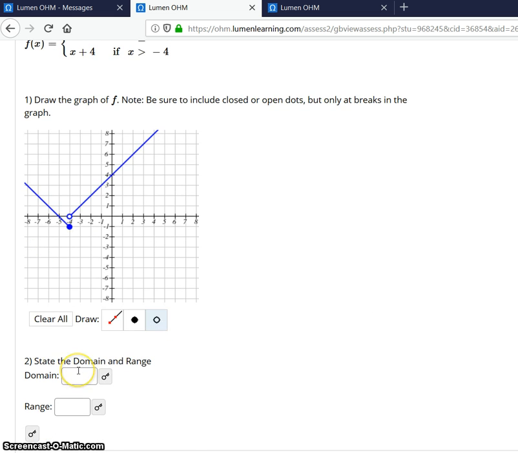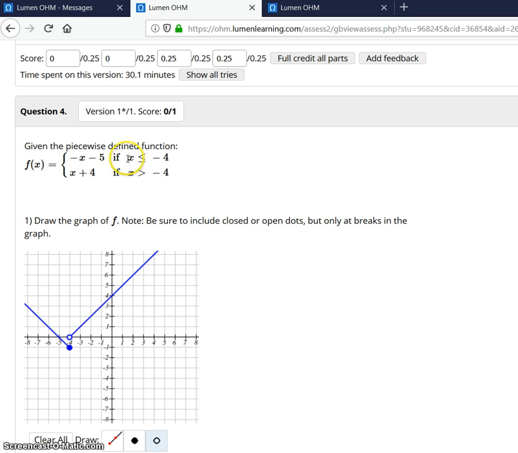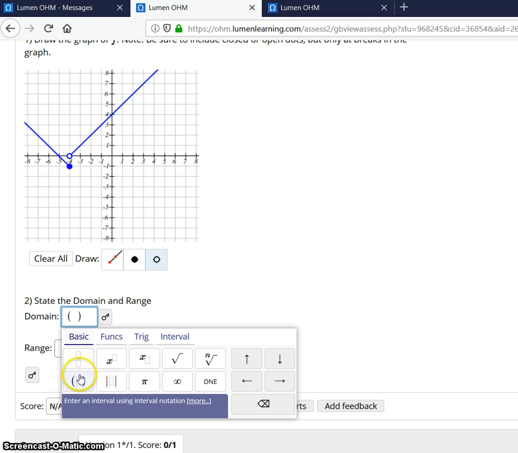Now it asks for the domain. Domain is the x numbers that we can use. In this case, notice we're using all the numbers less than or equal to -4. And here we're using all the x numbers greater than -4. So basically we're using all the numbers. So we would say our domain goes from negative infinity to infinity.